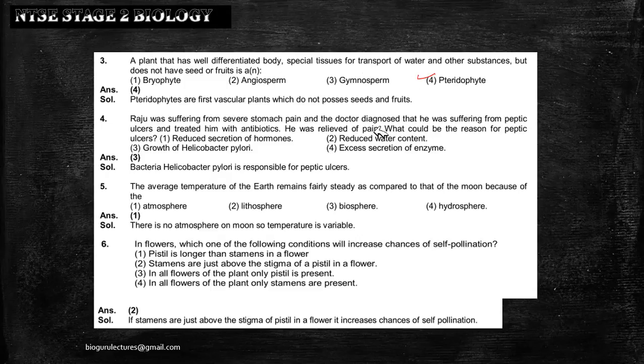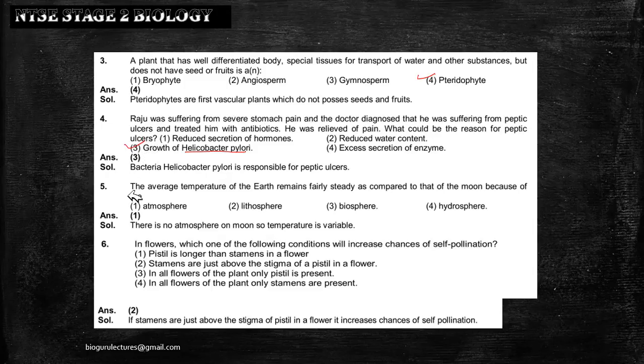Raju was suffering from severe stomach pain, and the doctor diagnosed that he was suffering from peptic ulcers and treated him with antibiotics. He was relieved of pain. What could be the reason for peptic ulcers? We have a lot of options here, but we know that Helicobacter pylori is the one which causes the peptic ulcers, and these antibiotics are going to act against it and reduce the pain.